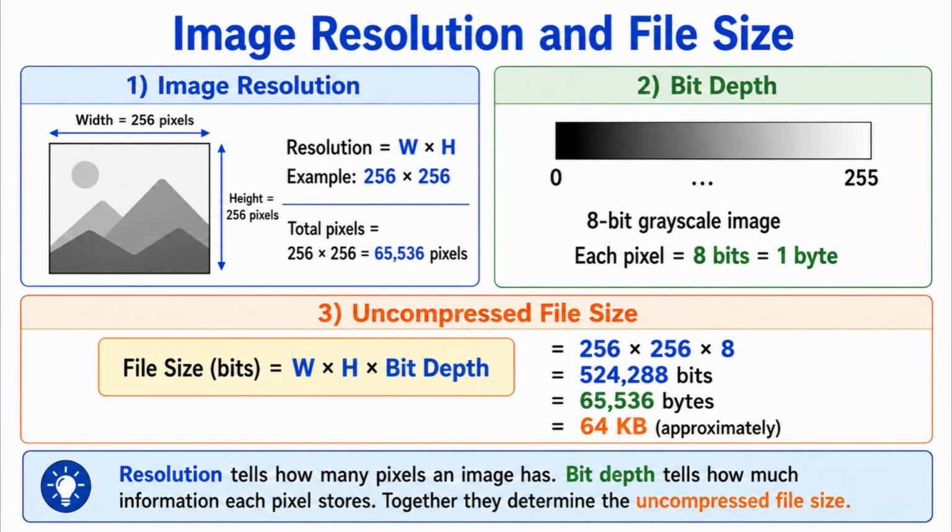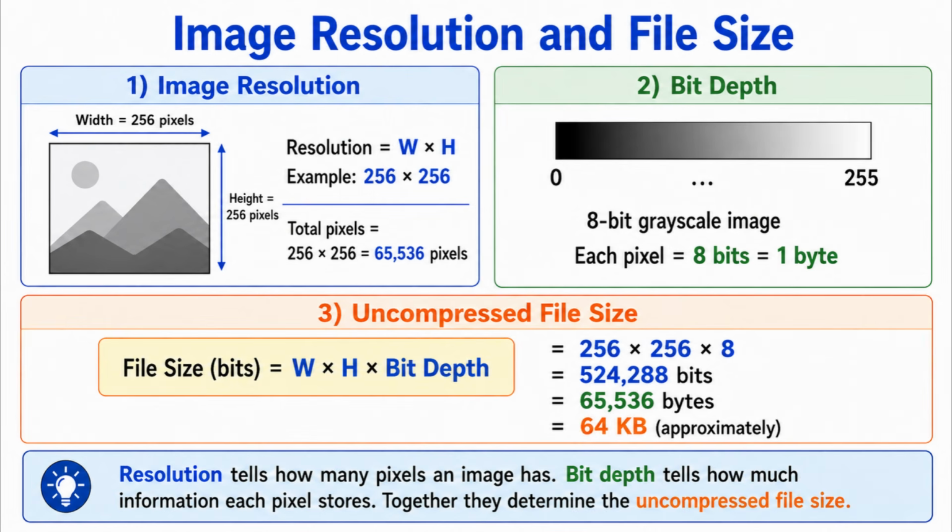Next, consider the bit depth. For an 8-bit grayscale image, each pixel requires 8 bits, which is equal to 1 byte. So, the uncompressed file size is calculated as file size equals W times H times bit depth. For this example, 256 times 256 times 8 is equal to 524,288 bits. This is equal to 65,536 bytes, or approximately 64 KB.